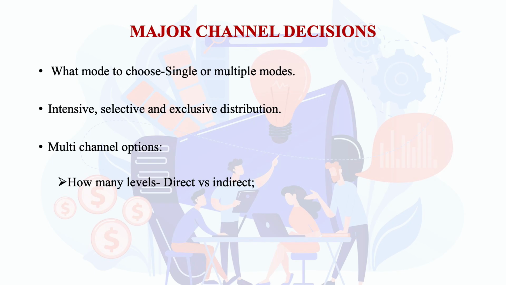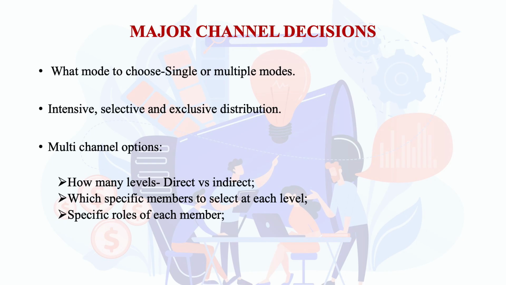Within each channel that you have chosen, for example indirect distribution with wholesalers, retailers, and so on, how many specific numbers do you select at each level? If you want to cover North India, how many wholesalers, how many retailers, and so on. Now, within each channel, when you have members like wholesalers, retailers, agents, and brokers, what specific marketing role do you want to assign to each? And these need to be formalized, written down, and communicated as formal contracts.